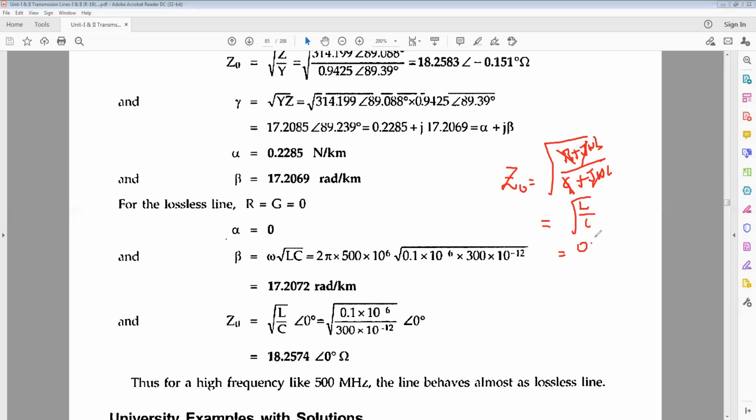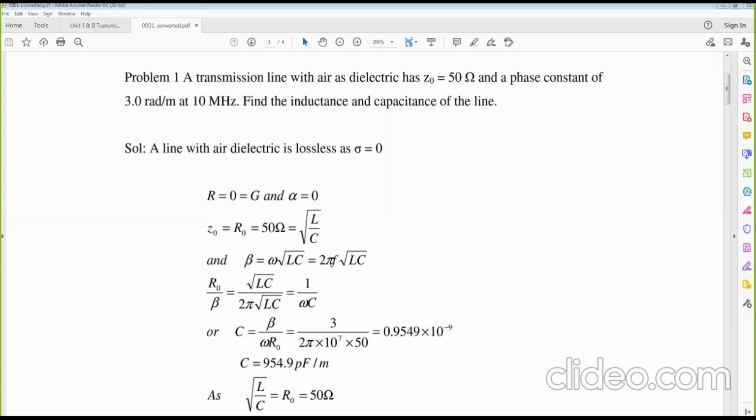L is given as 0.1 into 10 to the power of minus 6 and C is 300 into 10 to the power of minus 12. Then simplify, you get 18.2574 with an angle of 0 degrees. Thus, for a high frequency like 500 megahertz, the line behaves almost as a lossless line.